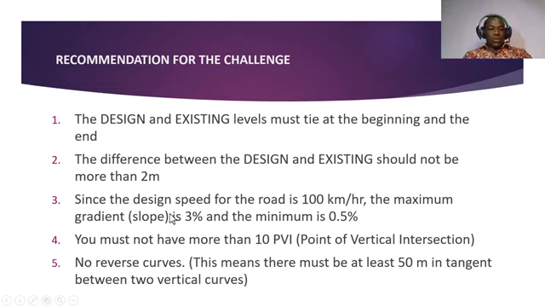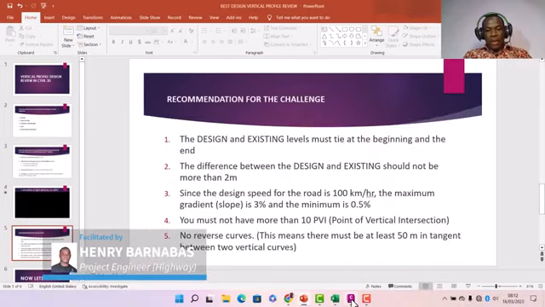Since it's 100 km/h, by recommendation the maximum gradient should be 3% and the minimum is 0.5%. And then you must not have more than 10 PVIs, that's points of vertical intersection. We should not use reverse curves. These were the recommendations. So let me just go ahead and design this road.